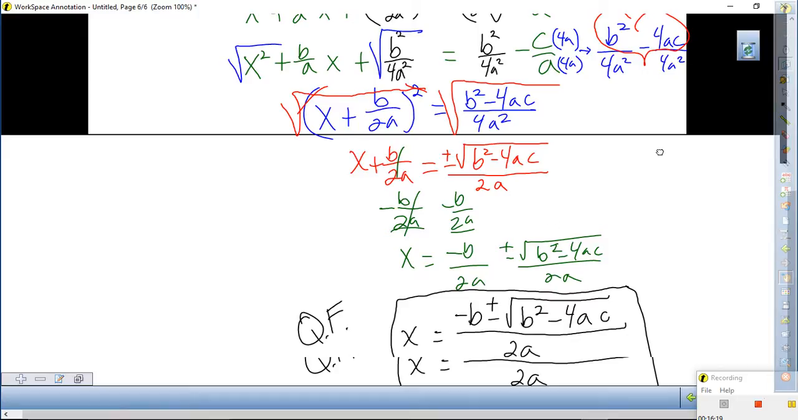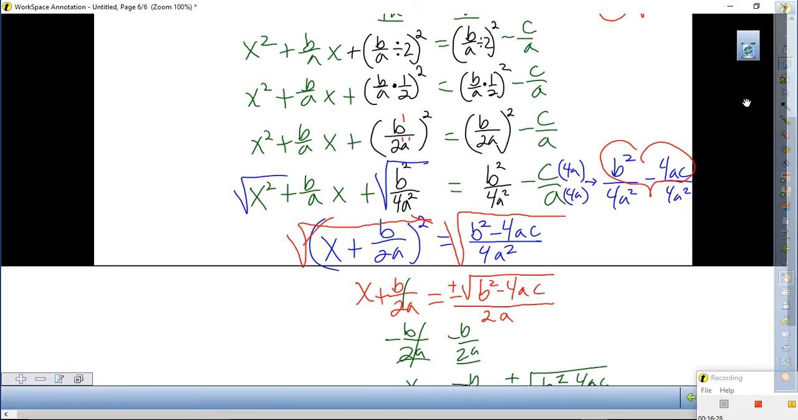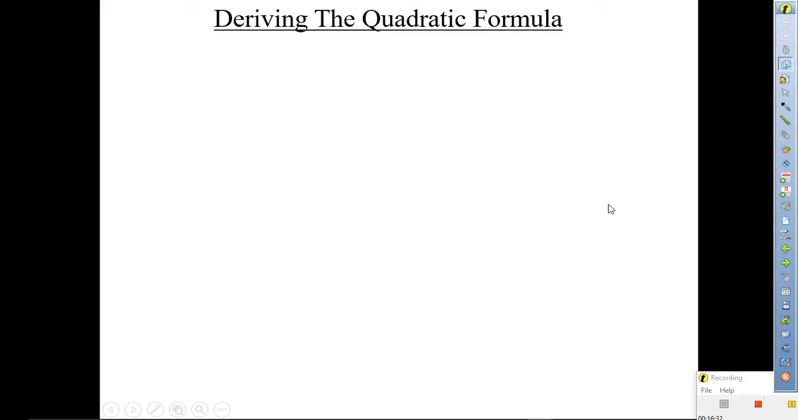Fairly simple? Good. Turn your paper over, please. Write this down: Deriving the quadratic formula.